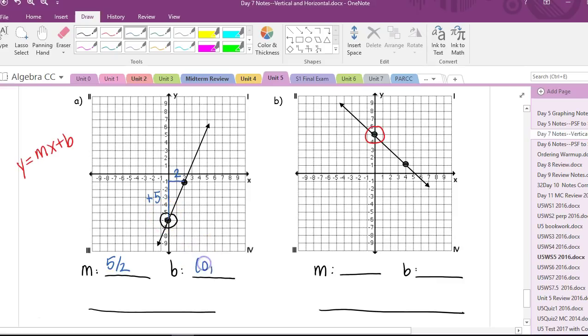Y-intercept is a 0, comma, -6. Make sure you have that 0, comma. Just plug your values in. You should have y equals 5/2 x minus 6.